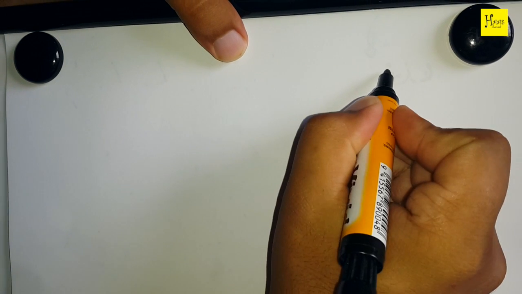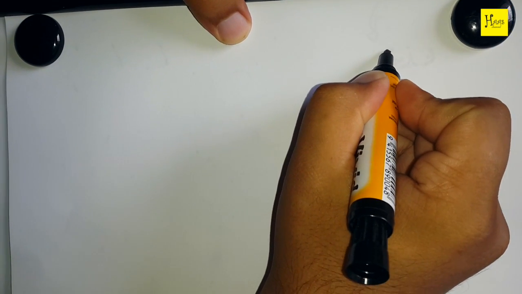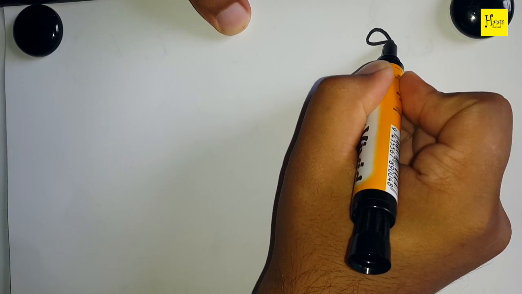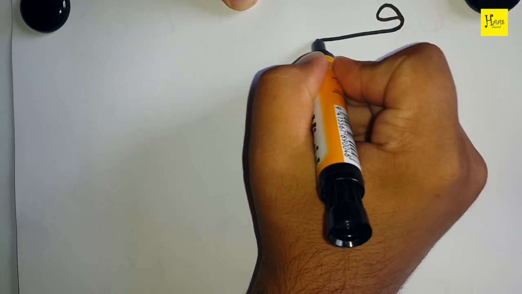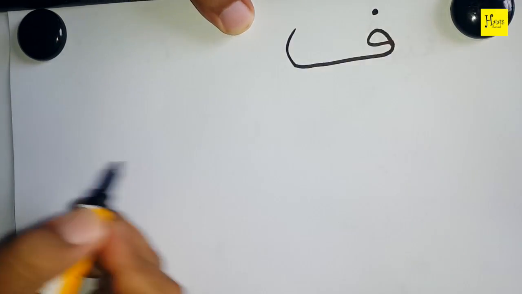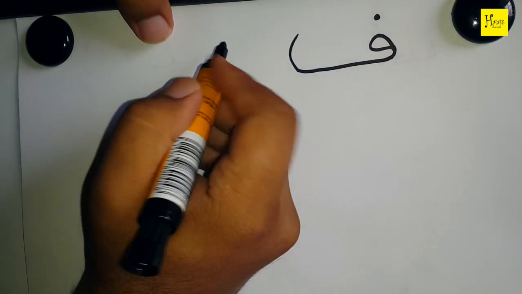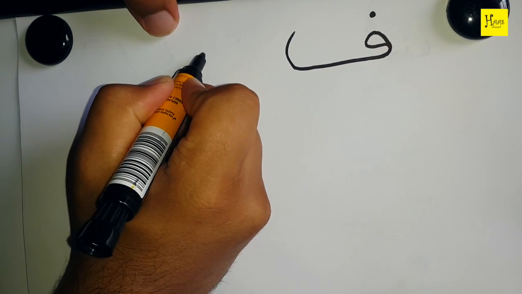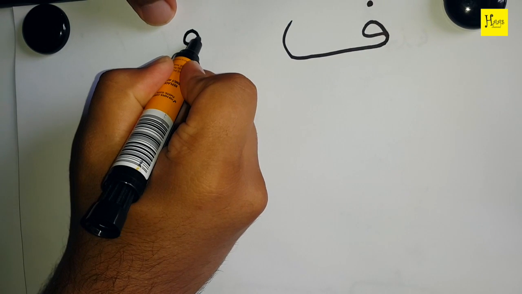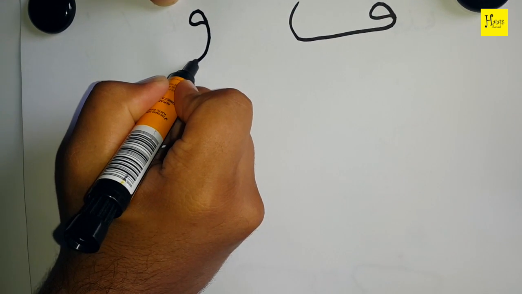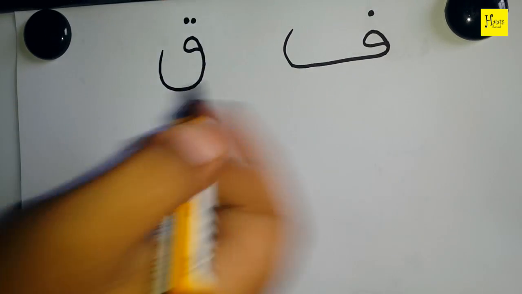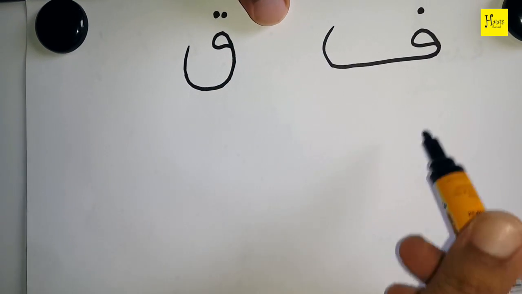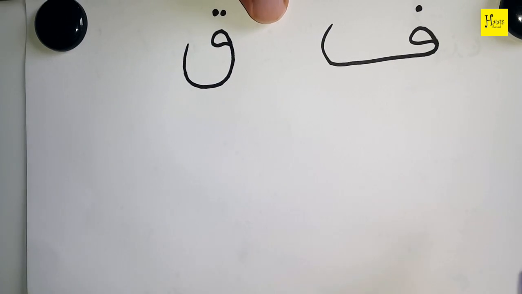Fa. So if you remember, this is the start, and then straight, fa. Qaf, exactly the same start, qaf, but it's a bit deep. Qaf, 2 dots. The initial and the medial position for fa and qaf look very similar, you will see now.